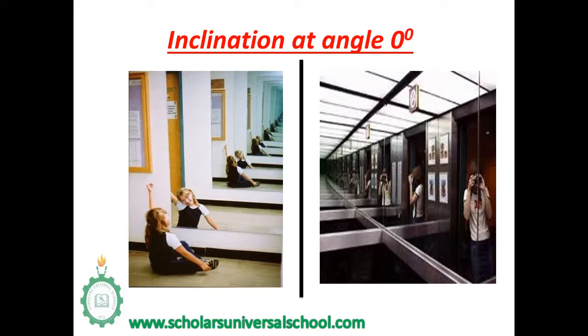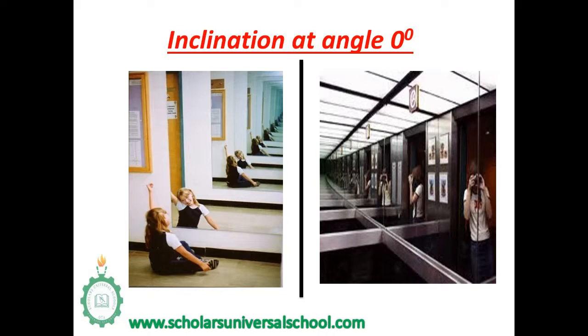You have 360 divided by 270. It's going to be giving you a fraction and not an integer. Meaning that what? You cannot calculate the exact number of images that can be formed when you incline mirrors at an angle of 270 degrees. What about if you have 360 degrees? Divide 360 by 360, you have what? 1. Now 1 minus 1 is going to give you 0.